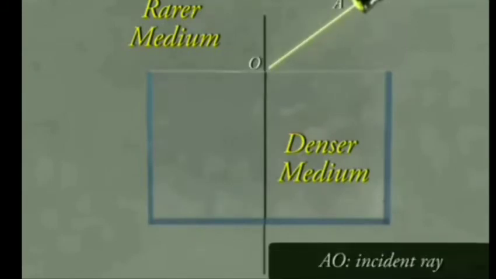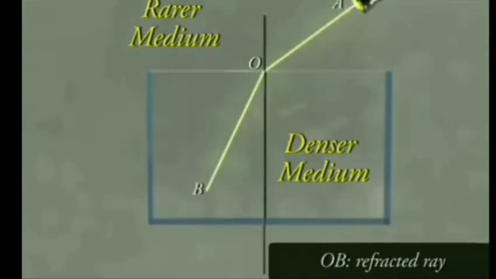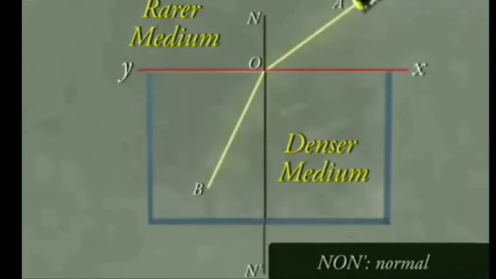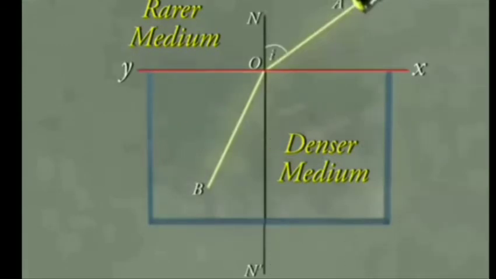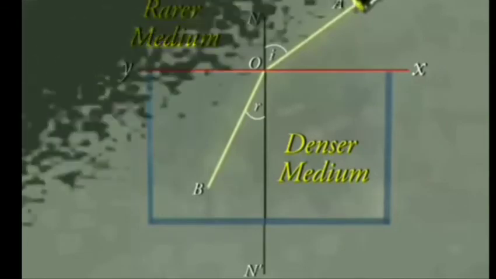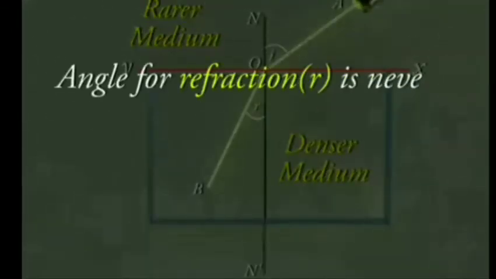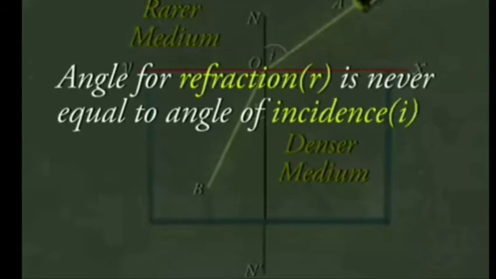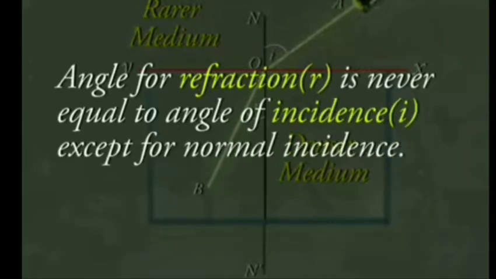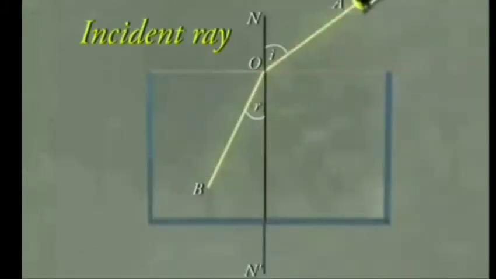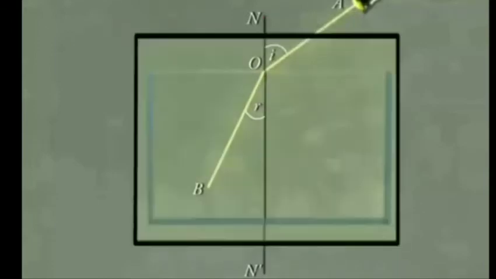AO is called the incident ray. OB is the refracted ray. NON dash is called the normal to the plane surface XY, separating the two media. Angle of incidence is represented by I, and angle of refraction is represented by R. The angle of refraction R is never equal to the angle of incidence I, except for normal incidence. The incident ray, the refracted ray, and the normal at the point of incidence all lie in the same plane.